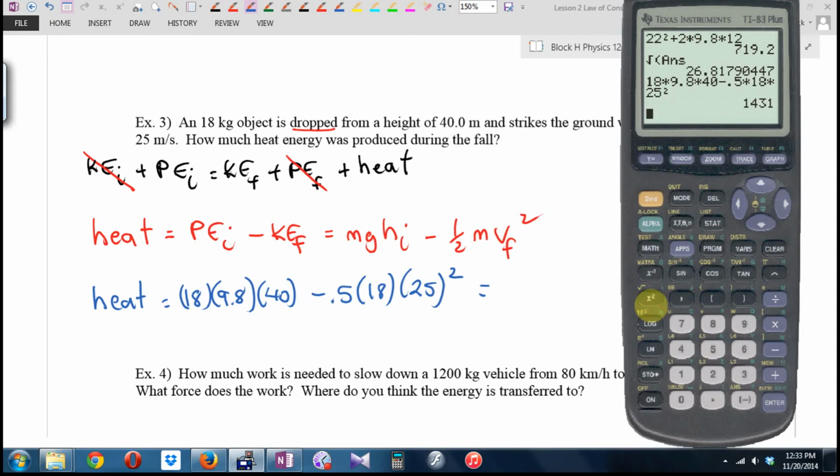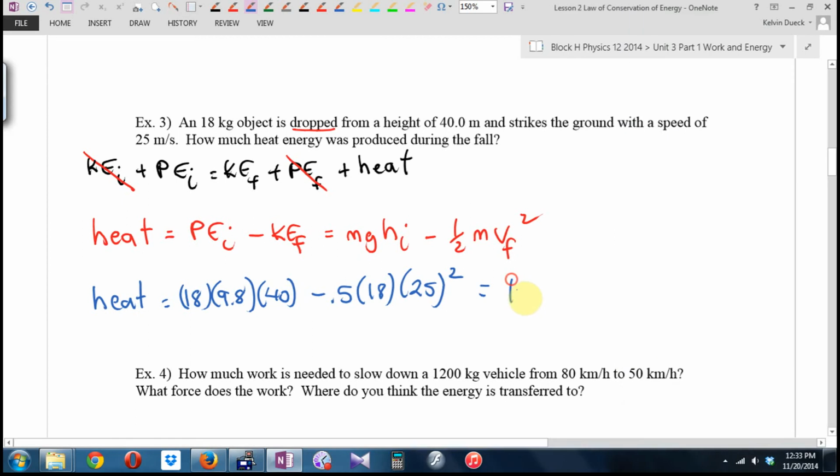Do you get, oh, works out evenly, 1431? I'll go to 3 sig figs. You get 1,430? Is that right? Or did I miss something? Yeah. That's right. Units for heat, it's energy. Joules.